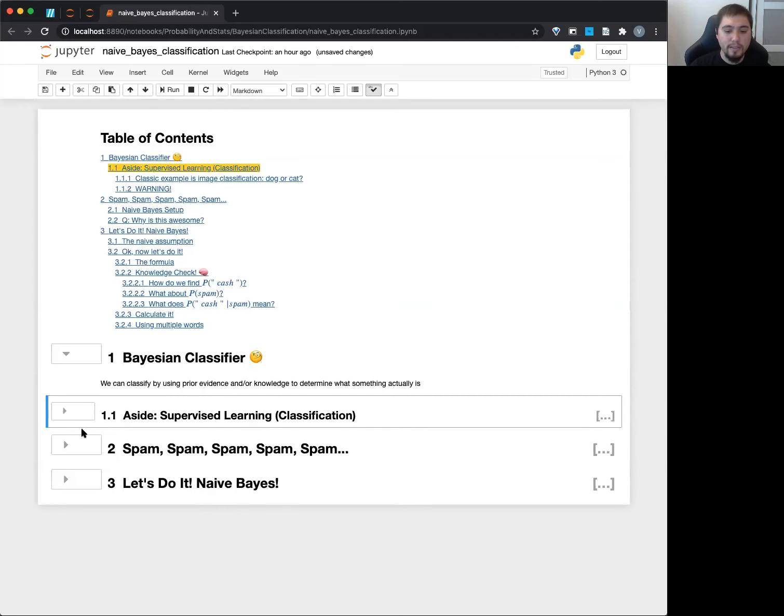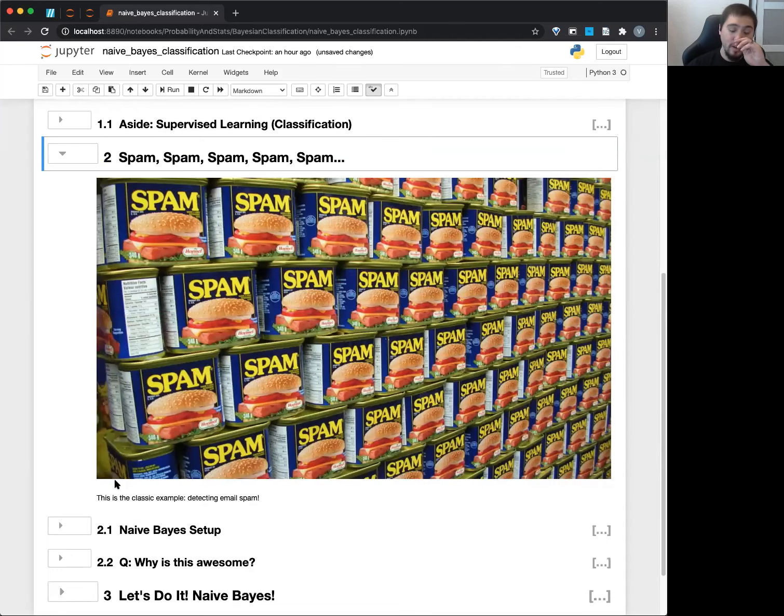So naive Bayes, so spam. This is the classic example. The reason it's called naive Bayes, we'll talk about this, is that we're going to assume some things, and it turns out this naive assumption is actually good enough to get us good results. The classic example is we have an email come in, and we want to know, based on what words are written, if it's spam or not.